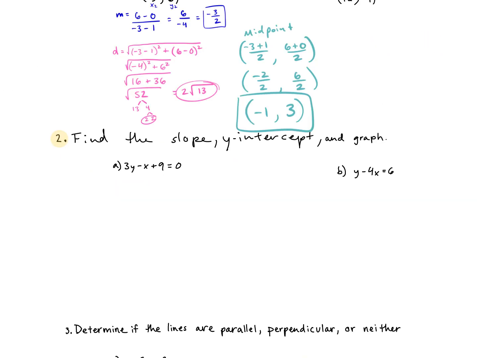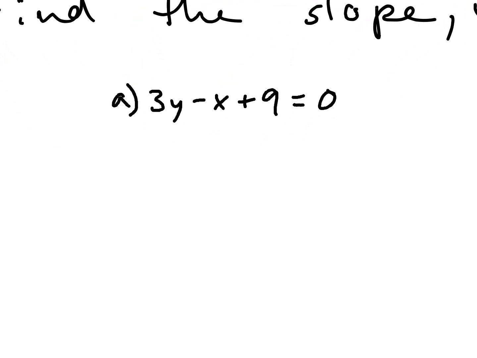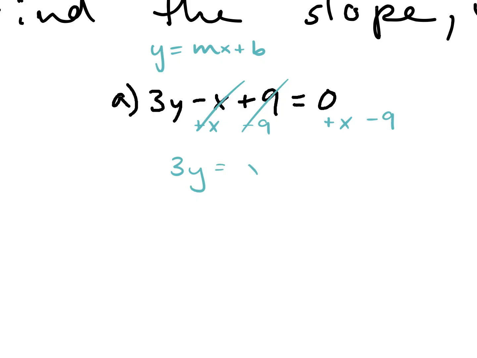All right, let's look at number 2. We want to find the slope, the y-intercept, and graph. How would I find the slope here? Awesome. We want to put this into y equals mx plus b form. So we want to move everything to the other side, get the y all by itself. So I'm going to add the x and subtract the 9 to the other side. So we have 3y is equal to x minus 9. What would we do next? Divide by 3. So everything gets divided by 3.